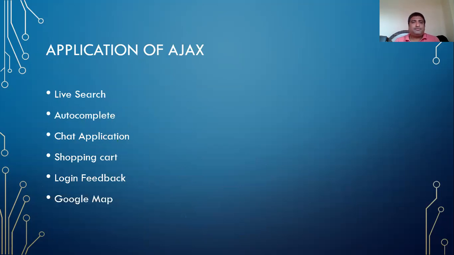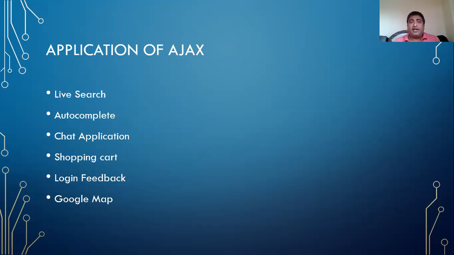Next point is the applications of Ajax. These are some common applications where we use Ajax technology. First one, which we already discussed, is live search. Whenever a user wants to search anything, they visit the Google website or any other search engine, type a keyword and click on the search button, and because we are using Ajax, the result is immediately displayed on the same page. Next one is autocomplete. In autocomplete, a suggestion is given whenever the user tries to search anything.